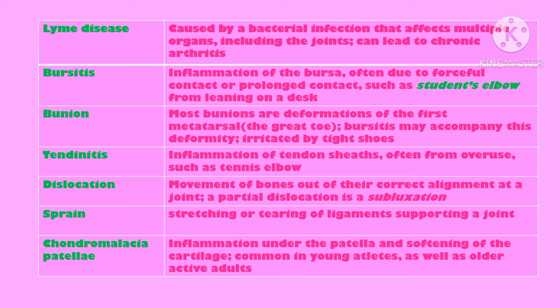Next one is dislocation, the movement of bones out of their correct alignment at the joint. A partial dislocation is a subluxation. Subluxation has been defined medically as a partial abnormal separation of the articular surface of a joint. Next is sprain. Sprains are injuries where a ligament is stretched or torn within a joint. Common places you might have a sprain include your ankle, knee, and wrist.